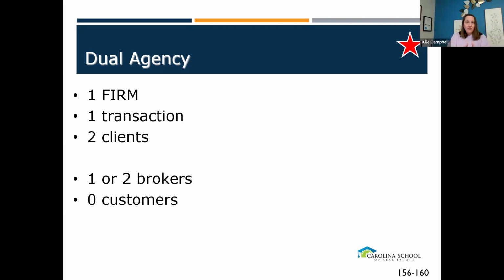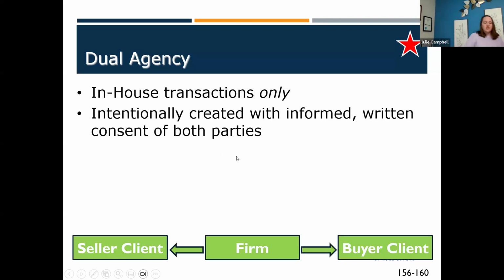Do we see a conflict of interest? You've got a seller selling 123 Main Street and a buyer buying 123 Main Street, and the firm has been jammed in the middle, trying to serve both parties fairly and equally and get them through this transaction. Dual agency is for in-house transactions only, meaning both buyer and seller are represented by the same firm. This is not a co-broke.